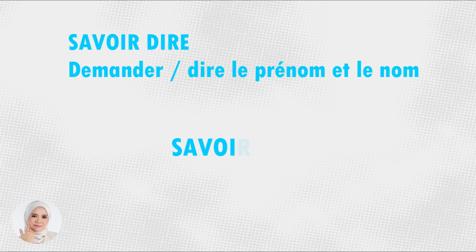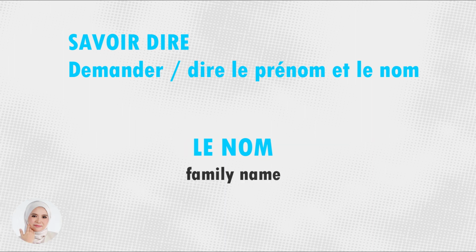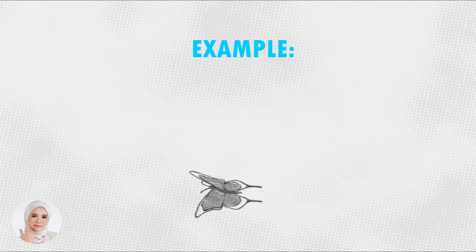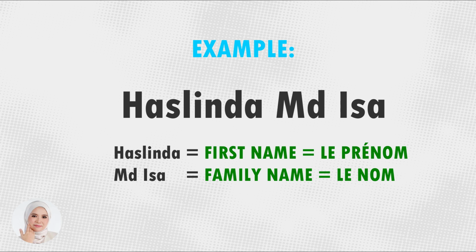Now you have here savoir dire. Savoir dire means to know how. Next you have demander. Demander is to ask. And dire is to tell. Now you have here le prénom. Le prénom is the first name. And le nom is the family name. Let's take for example my name, Haslinda Muhammad Issa. Well, in Malaysia we don't have family names. So Haslinda is my first name and you can put Muhammad Issa as le nom. My father's name can be your family name.